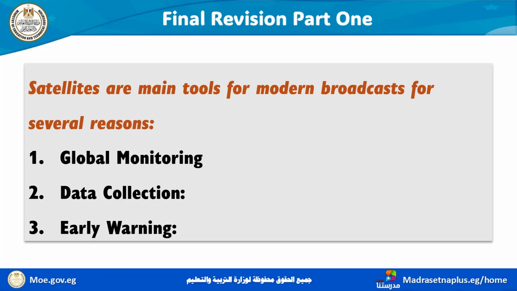Number 2, the data collection. They measure critical variables such as cloud cover, temperature, humidity, wind speeds at various altitudes. Number 3, early warning. By detecting severe weather patterns early, satellites save lives by providing enough time for evacuations and emergency preparations.